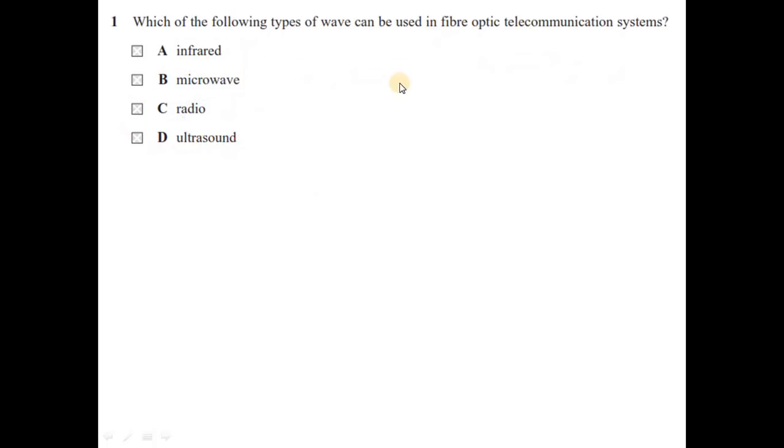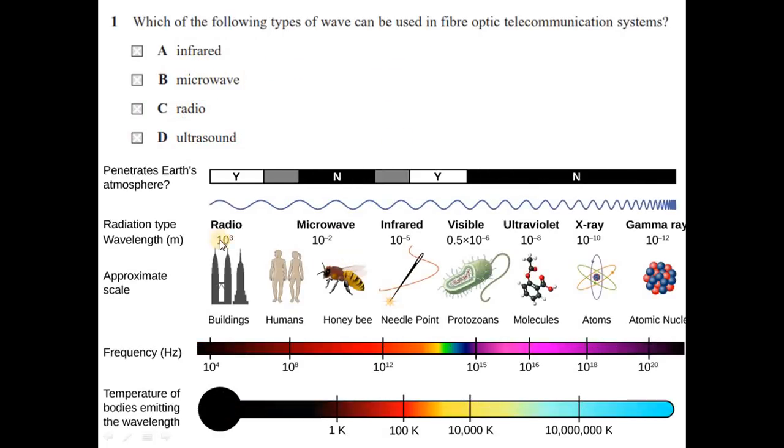And if you see this diagram, radio waves 10 to the power 3, microwave 10 to the power minus 2, and infrared 10 to the power minus 3. It is just equal to the tip of the needle. That's why option is A.